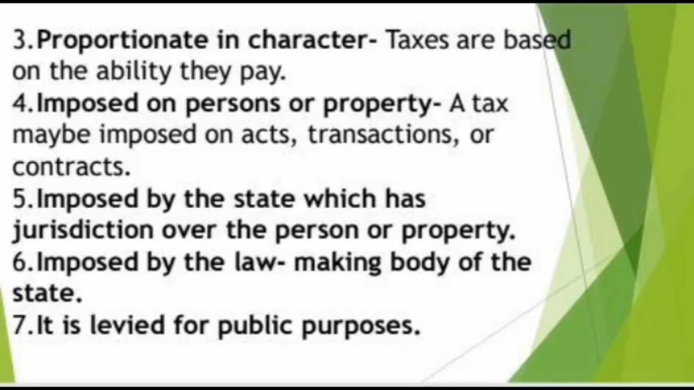Fourth, imposed on persons or property. A tax may be imposed on acts, transactions, or contracts. A tax may also be imposed on a right or privilege of a person. The property is asserted for the purpose of ascertaining the amount of tax imposed by the state, which has jurisdiction over the person or property. So the object to be taxed must be subject to the jurisdiction of the taxing state. This is necessary in order that the tax can be enforced.